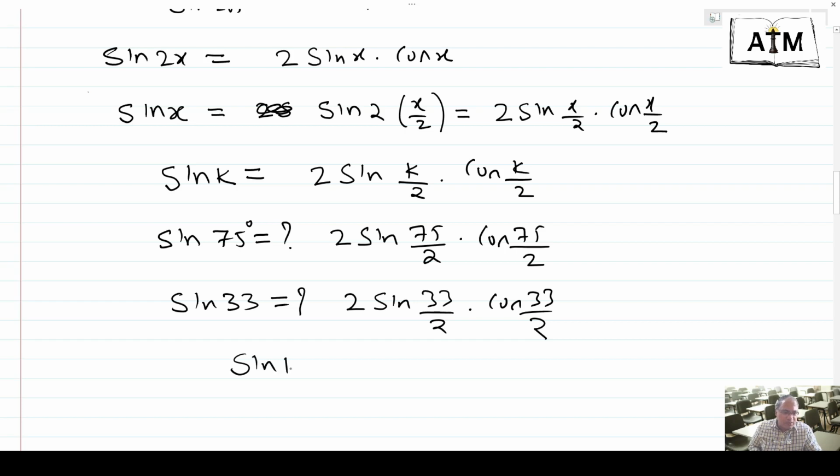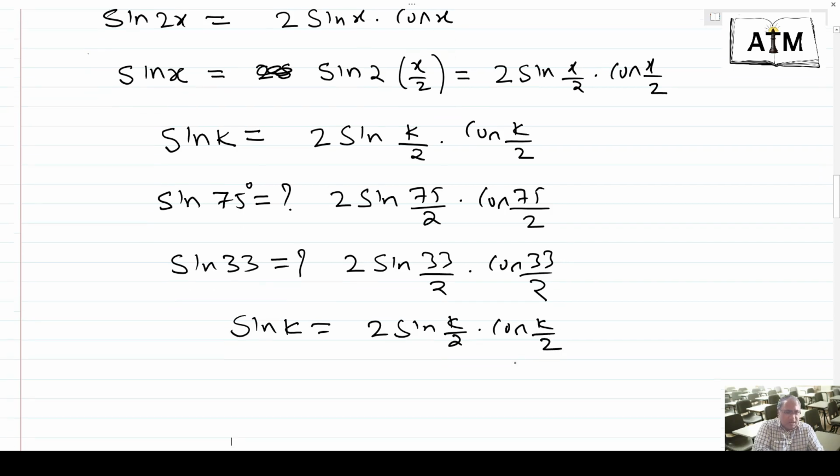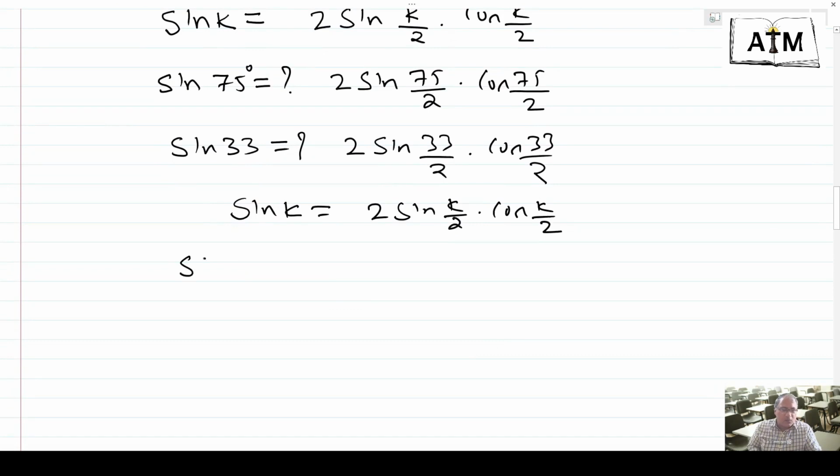This way the sin 2x formula can be utilized. Better you remember one thing. Sin k equals 2 sin k by 2 dot cos k by 2. Now k is anything. Whatever you say, that is the case. Suppose if you say k equals 101, no problem. Sin 101 can be written as 2 sin 101 upon 2 dot cos 101 upon 2. This way we can utilize the sin 2x formula.